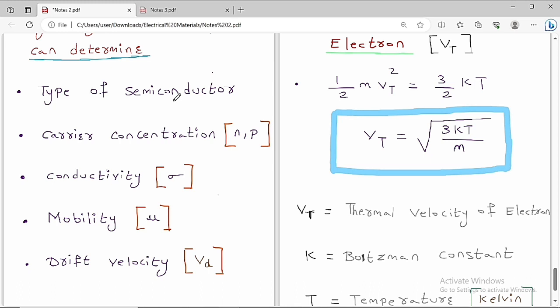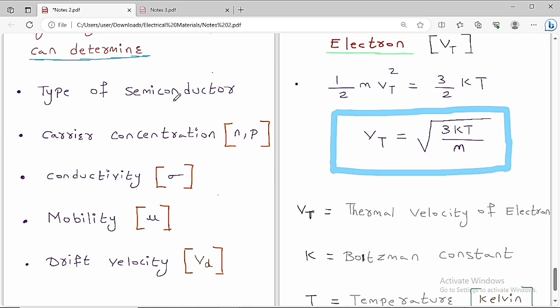So by using the Hall effect, I can figure out whether it is an N type or a P type. For P type the Hall voltage has positive polarity and for N type it has negative polarity. Also, with the help of the Hall effect, we can figure out the carrier concentration, whether it is n or p, that is, whether it is an electron concentration or a hole concentration. We can also figure out the conductivity, which is sigma, the mobility, which is mu, and the drift velocity Vd. So all these five parameters we can easily figure out with the help of the Hall effect.